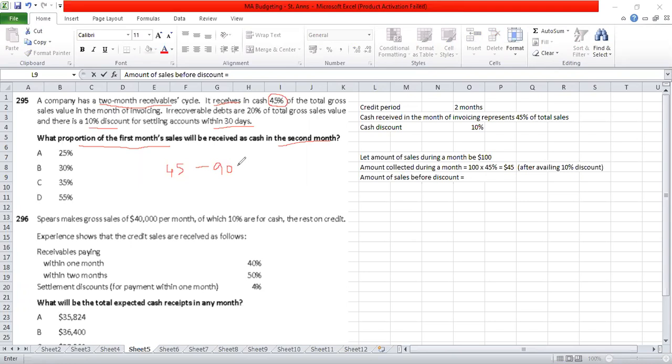But before the discount, 200? No, 100%. This is before discount is 100%. So this 100% is what value? If they have already availed a discount of 10% and 10% is deducted, so it is only 90%. 90% of that amount is 45. So 100% of that amount is how much? Is 50.